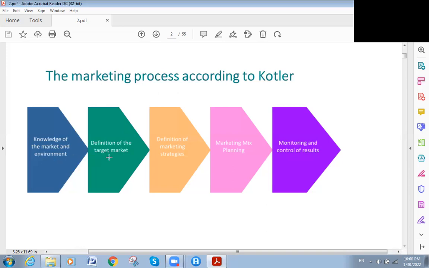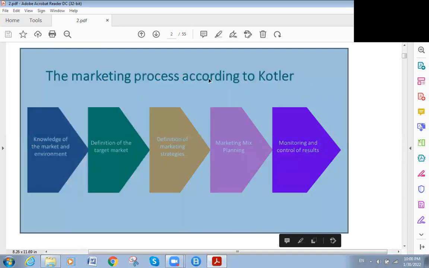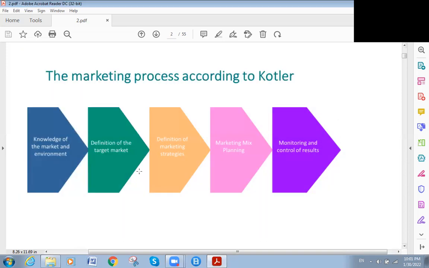Definition of the target market. So you will decide which part of the market you will work on. Then we are talking about the marketing process according to Kotler. Okay. Then we'll define the marketing strategies.